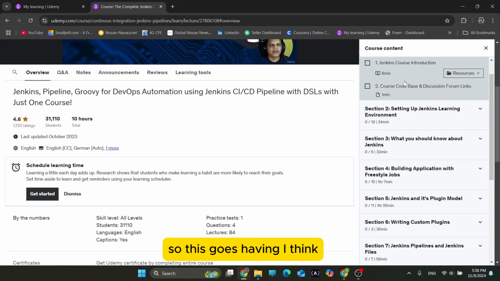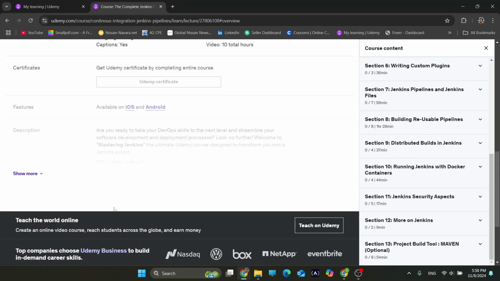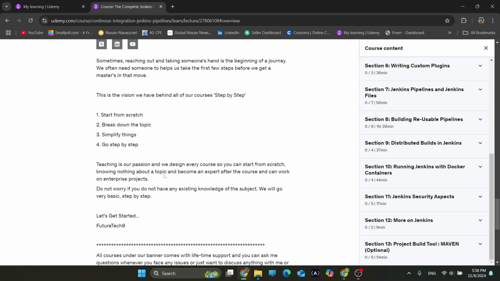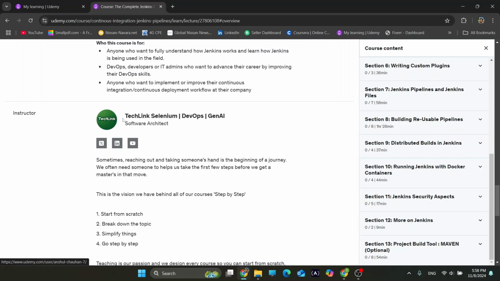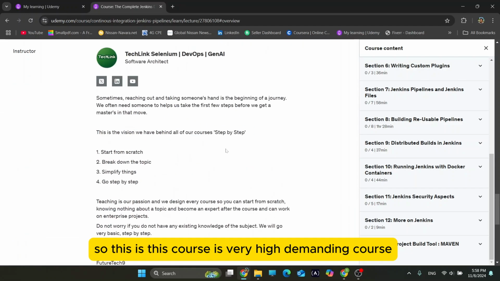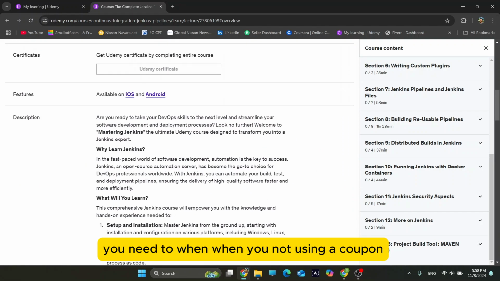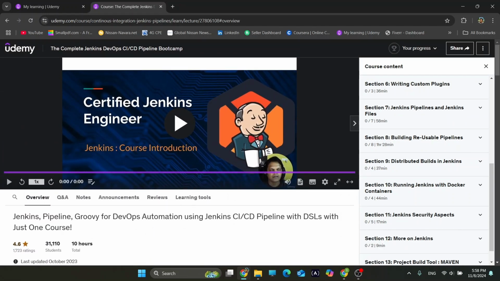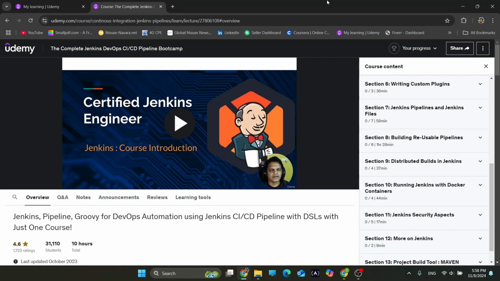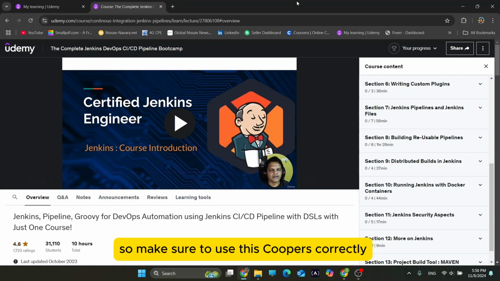Now you can see I have this course. About the description they mention, the instructor is Tech Link Selenium DevOps CI software architect. This course is a very high-demand course. When you are not using a coupon, I think you have to pay $100 for this course. So this is a very good opportunity for you guys, so make sure to use these coupons correctly.